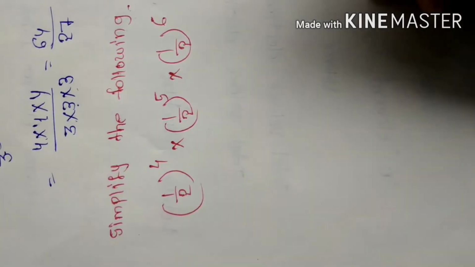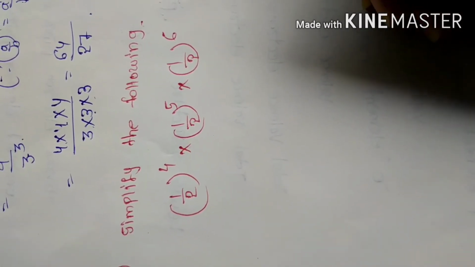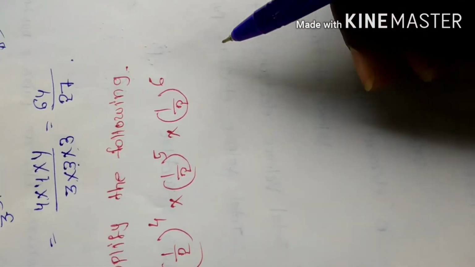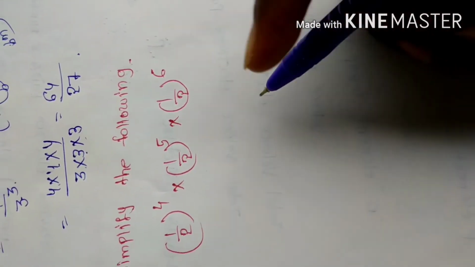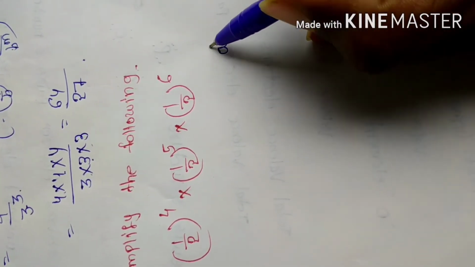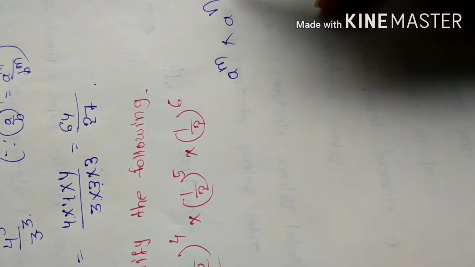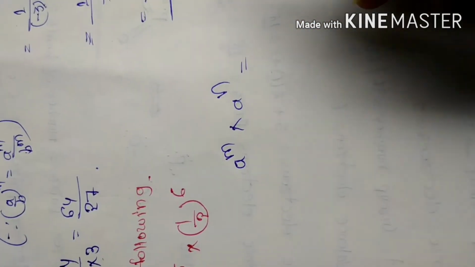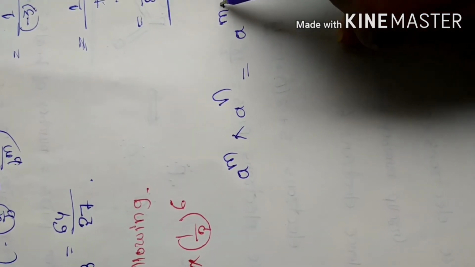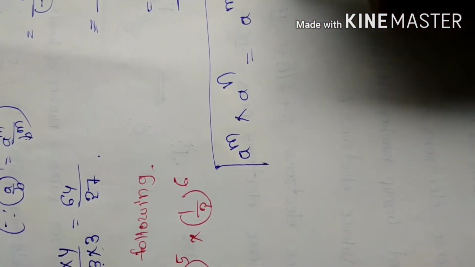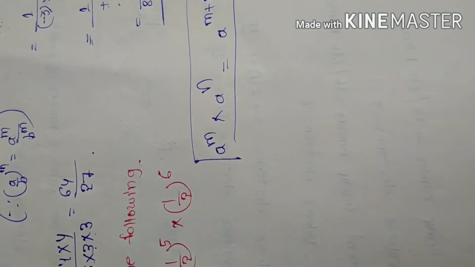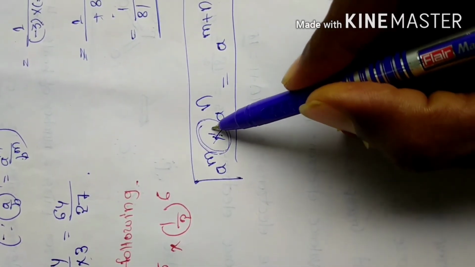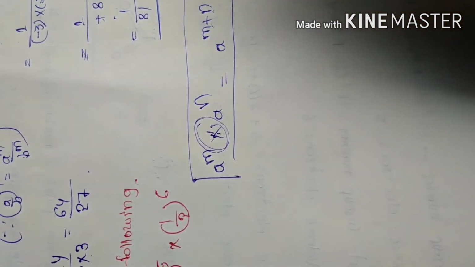Next one, simplify. Second bit, simplify the following: 1 by 2 whole power 4 into 1 by 2 whole power 5 into 1 by 2 whole power 6. Now you can guess which formula is suitable for this problem. Already you know the formula: a to the power m into a to the power n is equal to a to the power m plus n. See, if the bases are the same and the operation is multiplication, you just add the exponents.